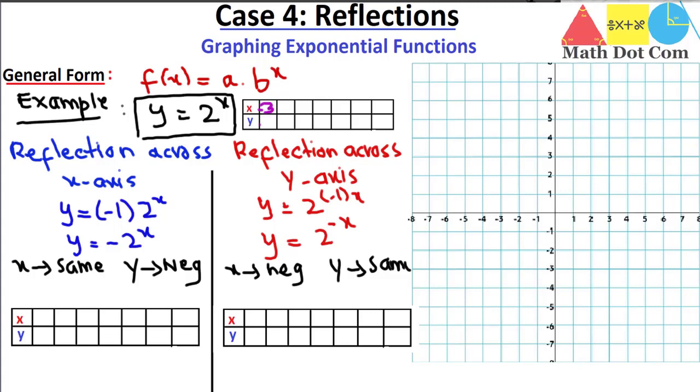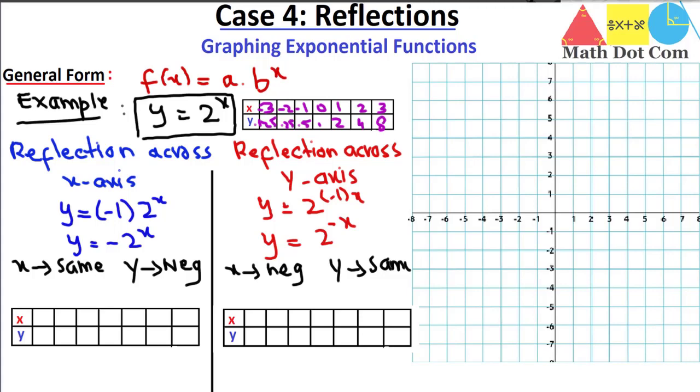For the x value of minus 3, the value of y will be 0.125. For minus 2, it will be 0.25. For minus 1, it will be 0.5. For 0, it will be 1. Then for 1, it will be 2. For 2, it will be 4. And for 3, it will be 8. So this is the table of the original function.